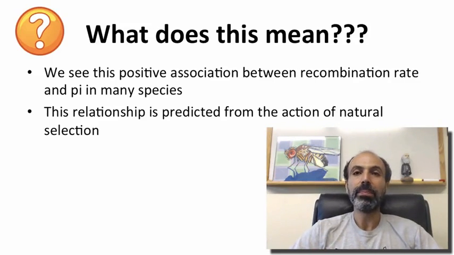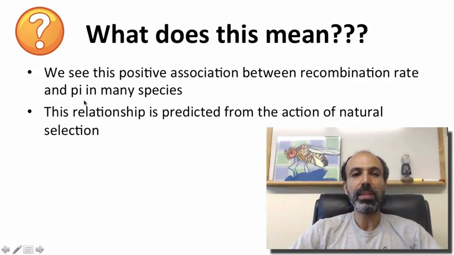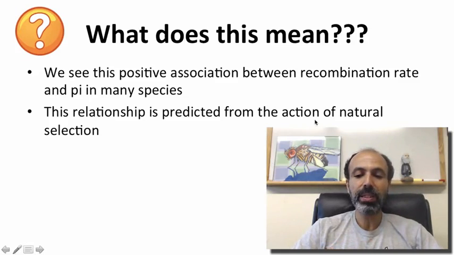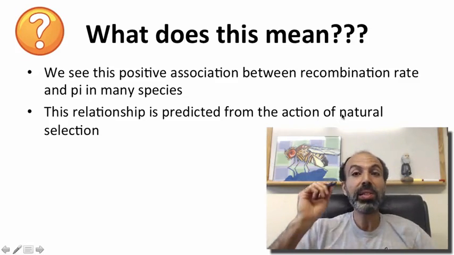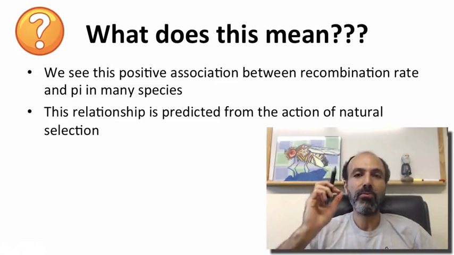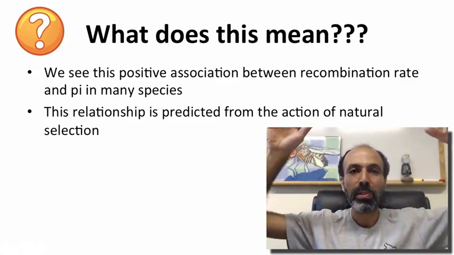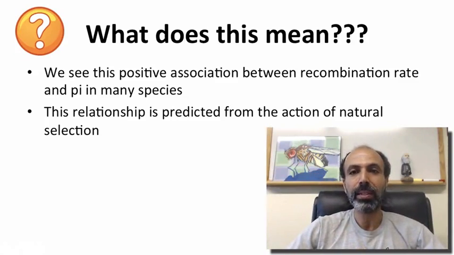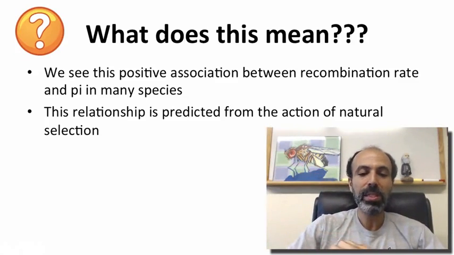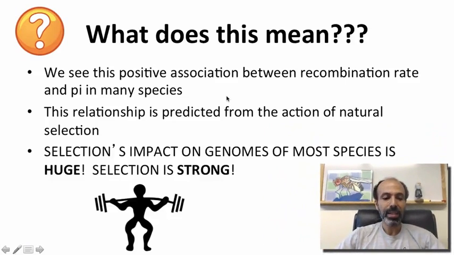Now, let me ask, what does this overall pattern, not the yeast part, but for humans, tomatoes, Drosophila, what does this mean? Well, we see that there's a positive association between recombination rate and pi in many, many different species. Now, this relationship, again, is predicted from the action of natural selection, and not just any natural selection, but specifically the spread of adaptive variants, right? That we have this adaptive variant spreading, and we have a selective sweep associated with it and hitchhiking of nearby alleles. What this means, the fact that we see this positive association looking across the whole genome, is that selection's impact on genomes is huge.